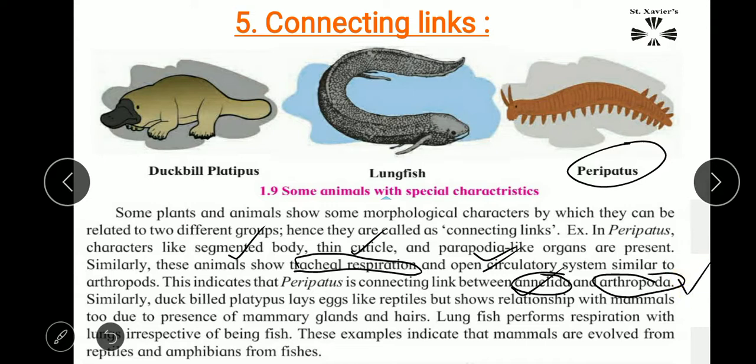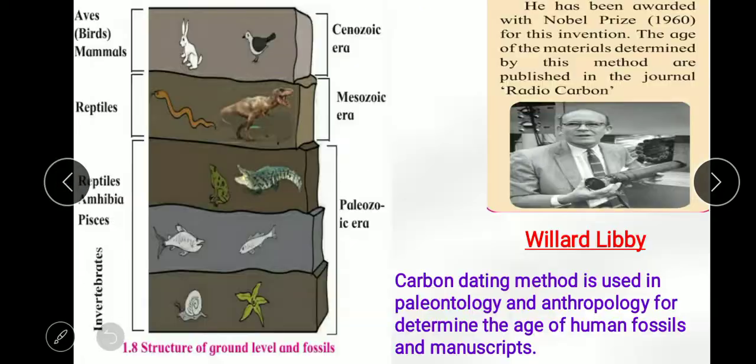So they are having properties of both Annelida and Arthropoda. So we can say this Peripatus must be a connecting link between these two, Annelida and Arthropoda. When the Arthropoda evolved, they must have evolved from the Annelida, and the middle stage of these two must be Peripatus. So this is the connecting link, students.